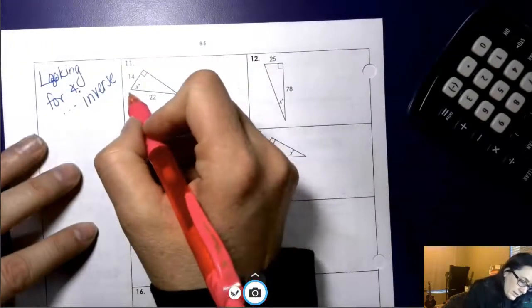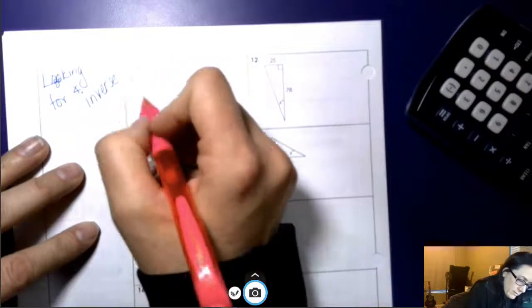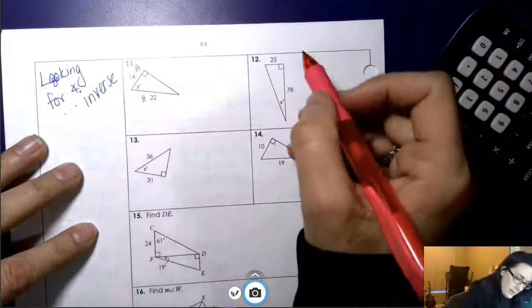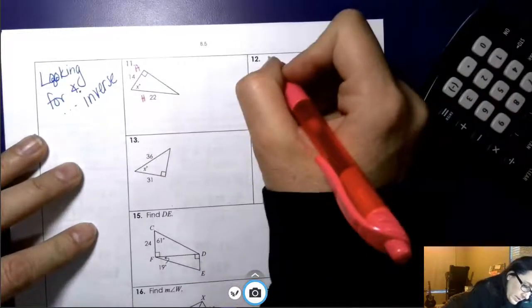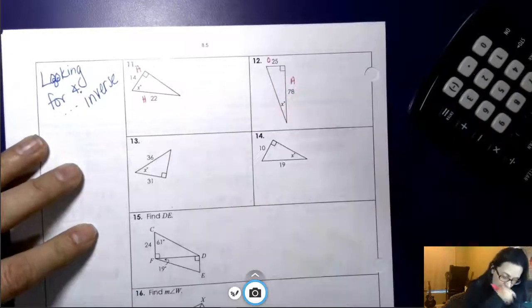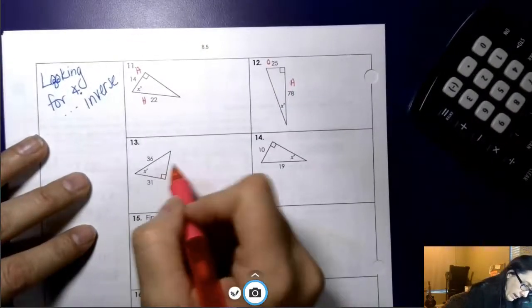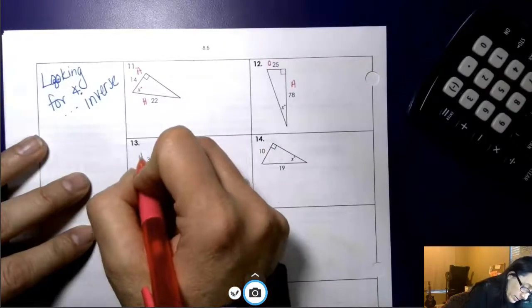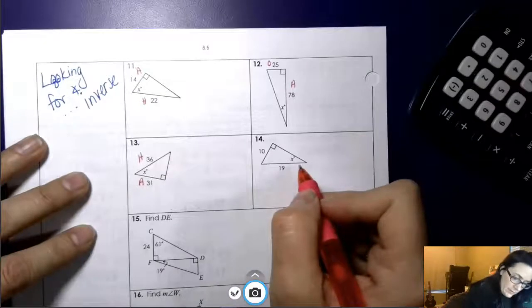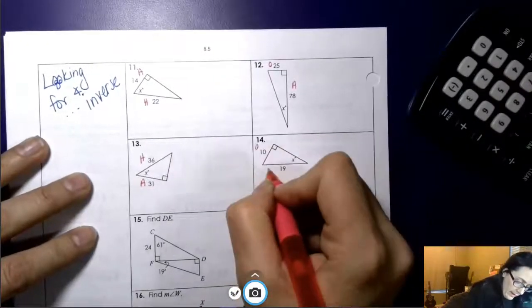Okay, here we have x. I have adjacent, and this is hypotenuse. They're both next to it, but hypotenuse is the longest side always. Here is my x. I have opposite, and I have adjacent because hypotenuse is the longest side. Here I have hypotenuse across from the 90, and I have adjacent. Here I have opposite and hypotenuse.